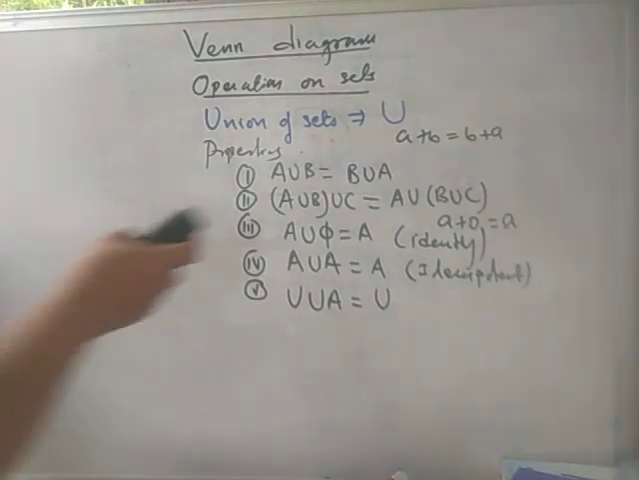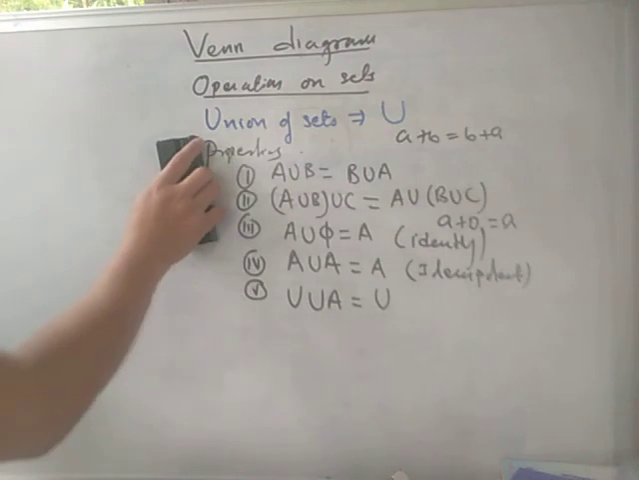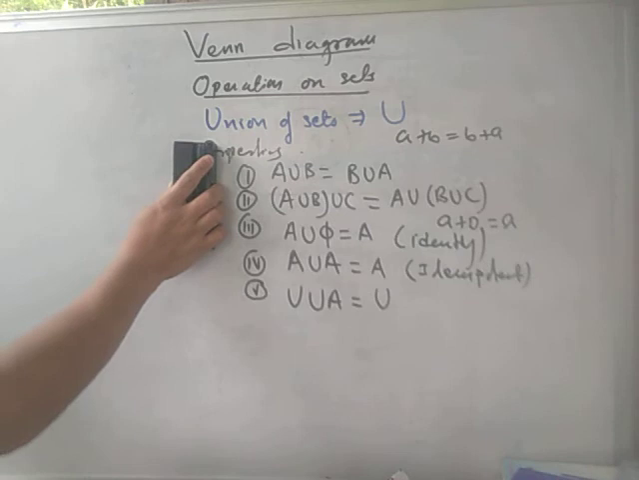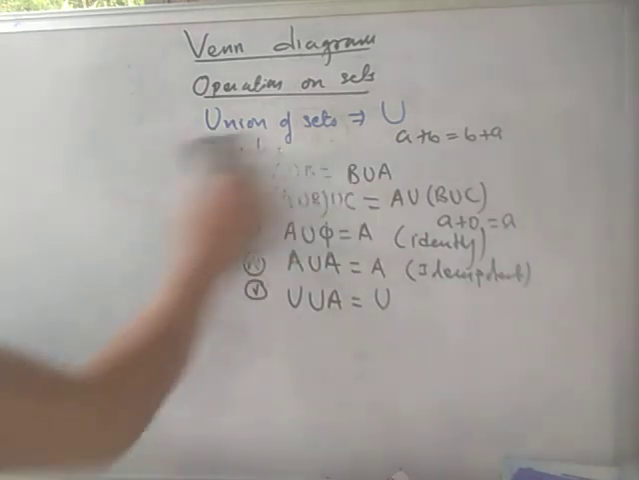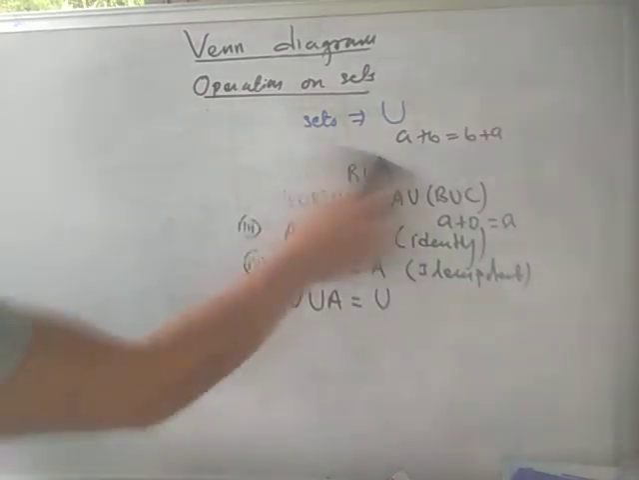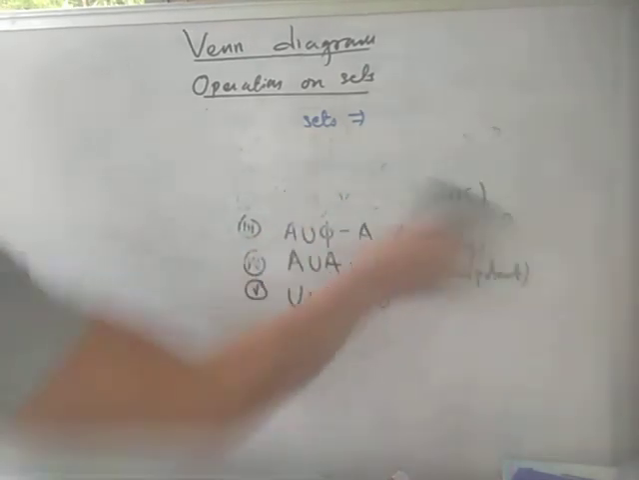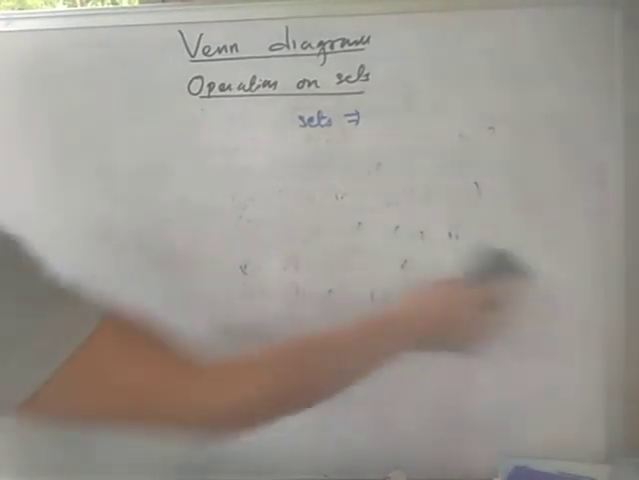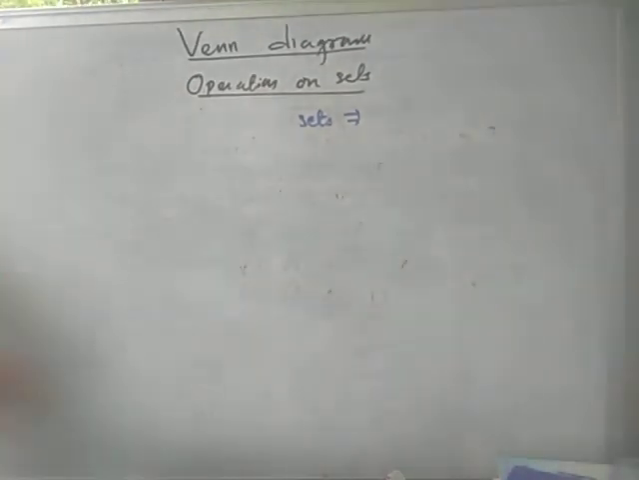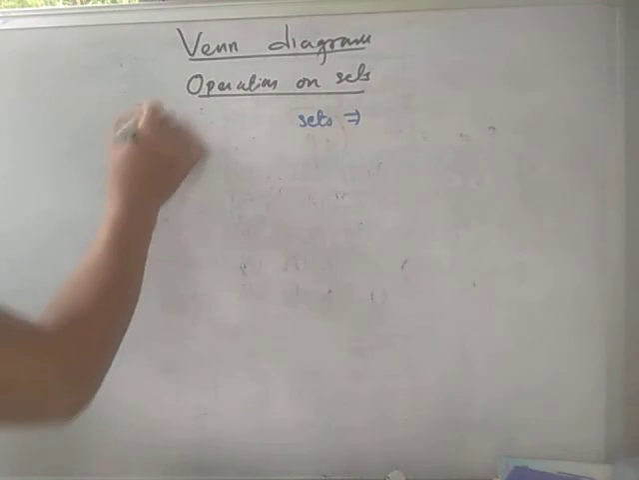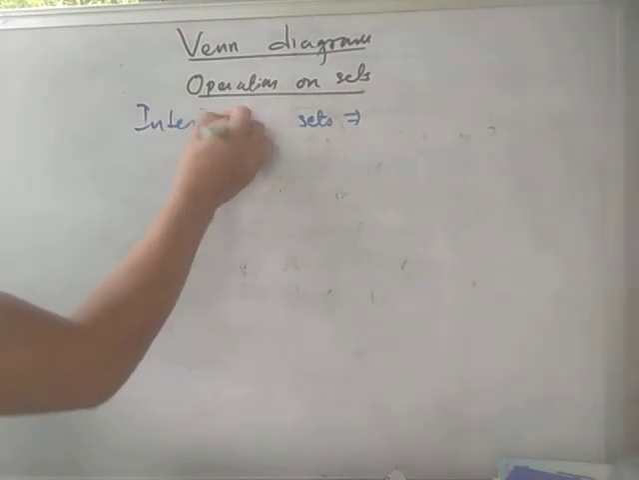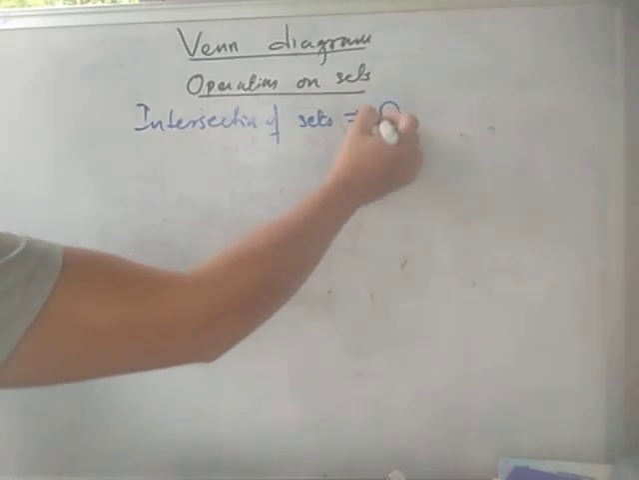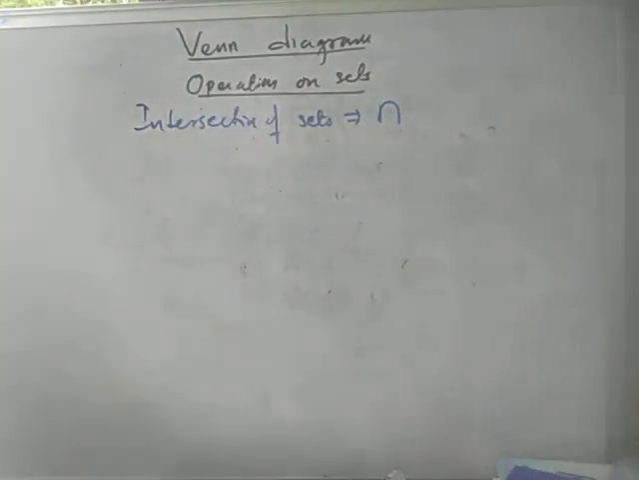Now next one is intersection. Union is done. Then comes intersection of set. Now write down intersection of sets. Intersection of sets is denoted by this symbol, n. Clear?